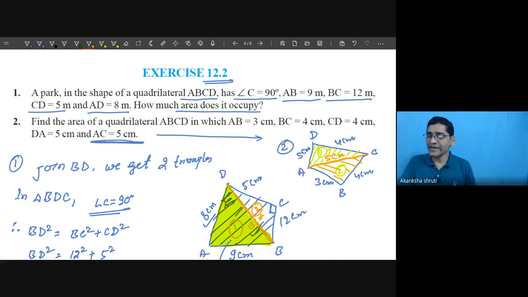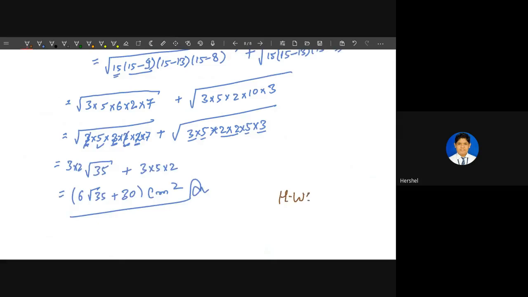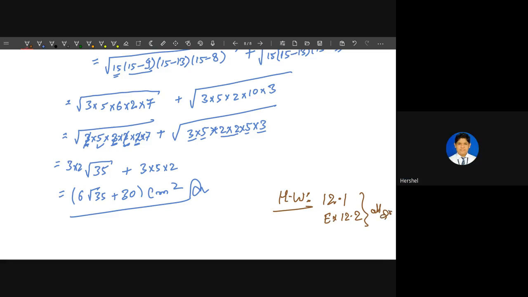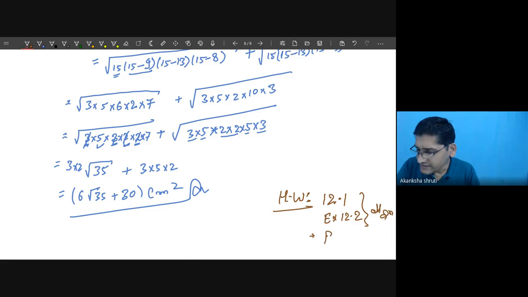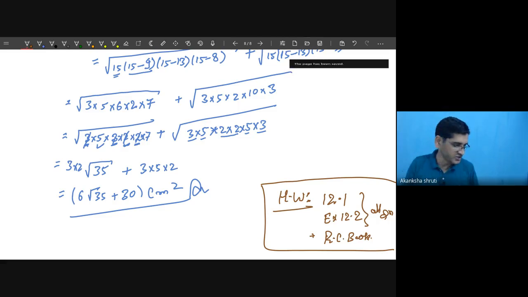So this way we have finished this chapter also. It was a very small chapter. So please do the homework. Write down the homework. Okay, sir. So exercise 12.1, exercise 12.2, all questions you please try. If you are able to finish this, then from our RC book also please try. This will give you good confidence so that you are able to solve this chapter.